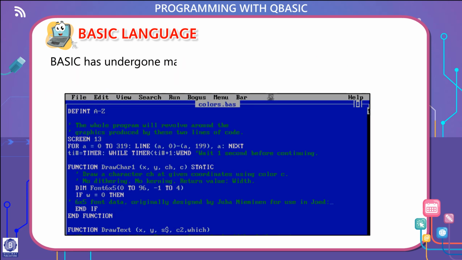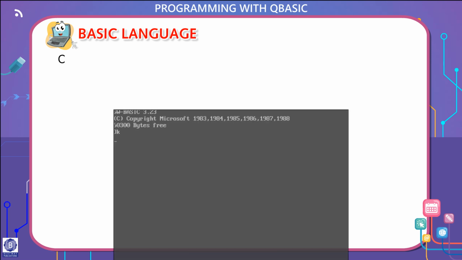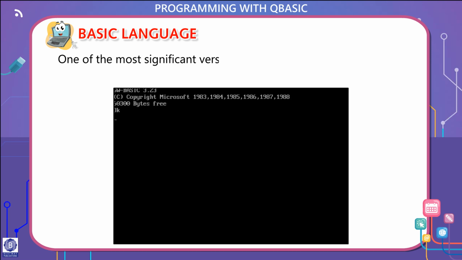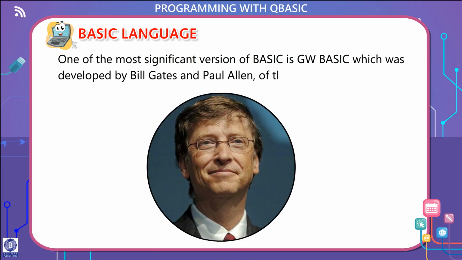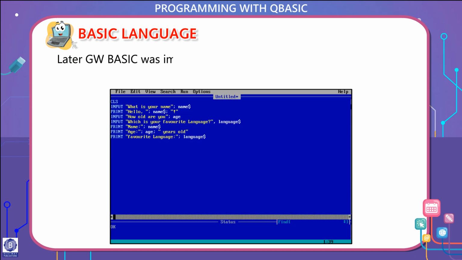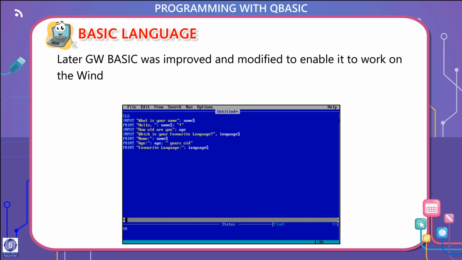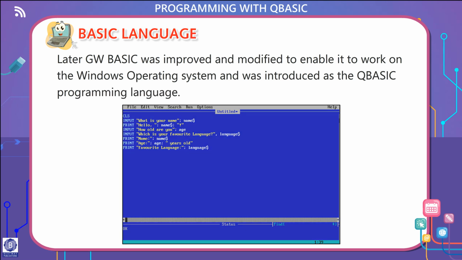BASIC has undergone many modifications and improvements, and now many versions of it are available. One of the most significant versions of BASIC is GW Basic, which was developed by Bill Gates and Paul Allen of Microsoft Inc. Later, GW Basic was improved and modified to enable it to work on the Windows operating system and was introduced as the QBasic programming language.